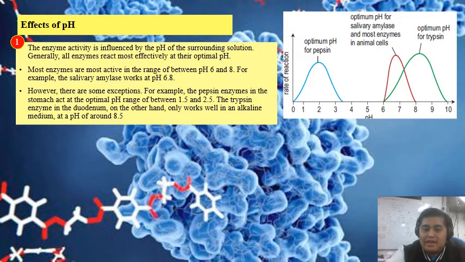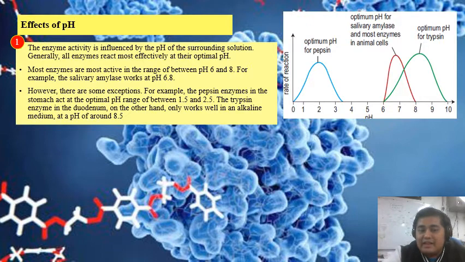So however, there are some exceptions. For example, the pepsin enzyme in the stomach acts at optimal range of 1.5 to 2.5. Okay, 1.5 sampai 2.5 ni adalah range untuk pH acidic. Sebab apa? Sebab dalam perut kita adanya asid hidroklorik. Bila ada asid hidroklorik, so medium dekat situ bersifat acidic. Sebab itulah dia punya enzim yang boleh bertindak balas kat situ mestilah enzim-enzim yang aktif pada pH yang acidic.